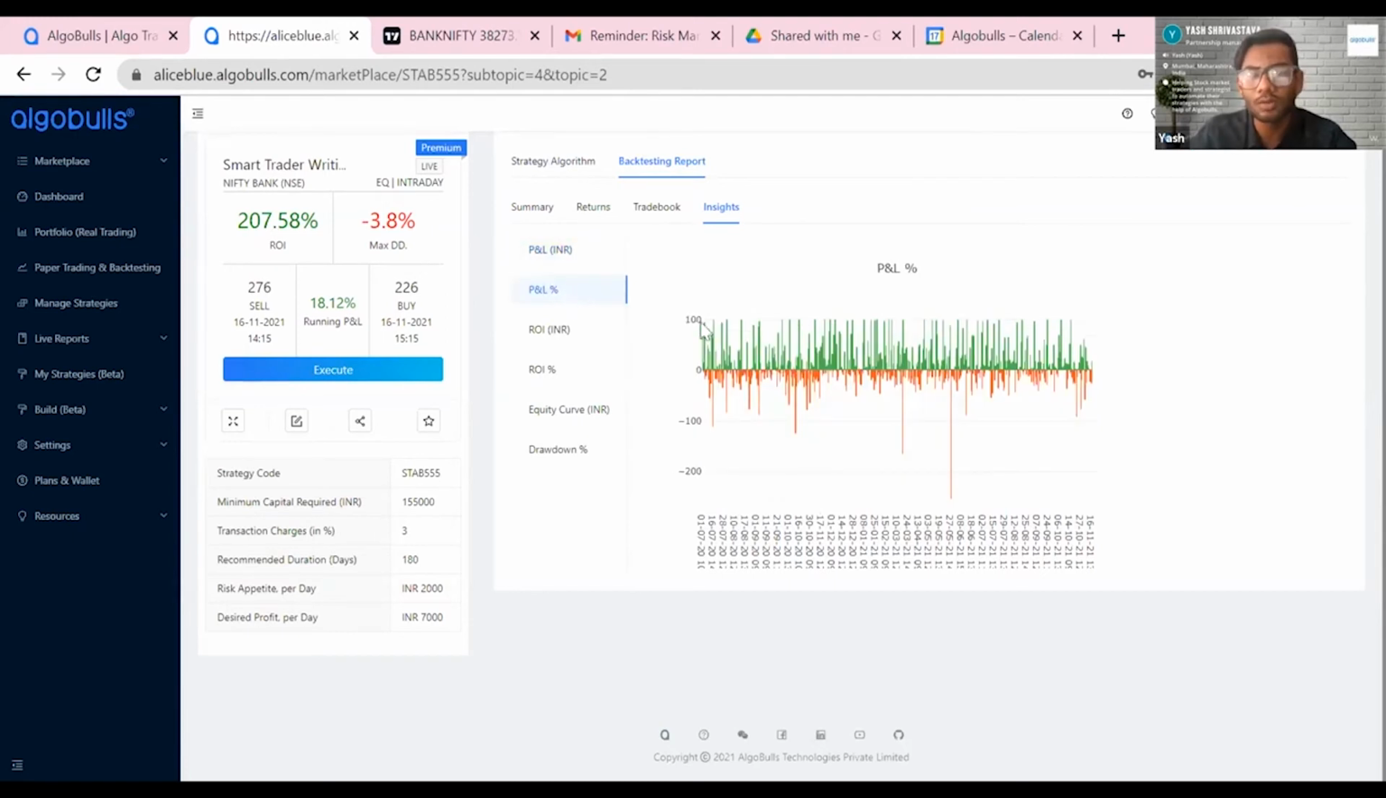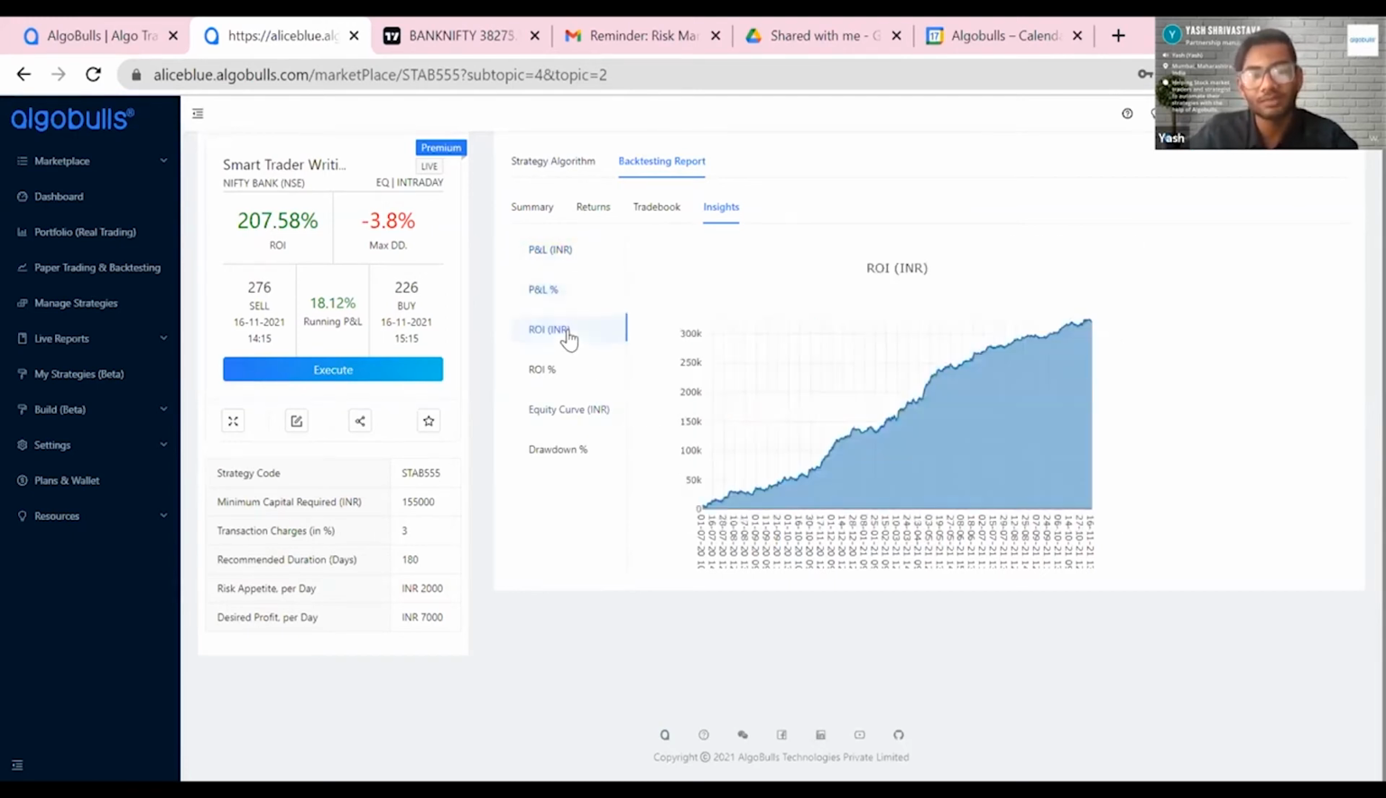It shows you the PNL of the strategy and how the strategy has been performing. It also shows you the ROI the strategy has generated in terms of amount. It started with 3,000 rupees profit, then initially went to around 135, 137, 182, 266, and 318, and currently 3 lakh 24,000 rupees is the ROI this strategy has been generating. And this number keeps getting updated on a daily basis.